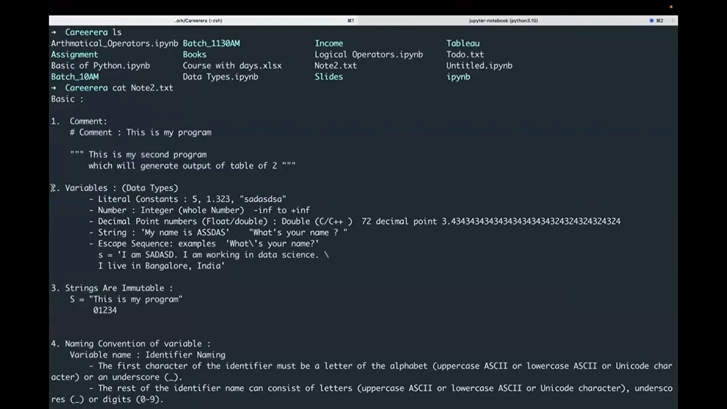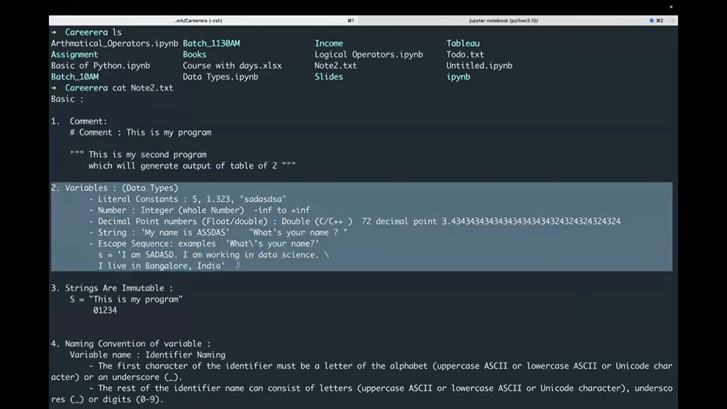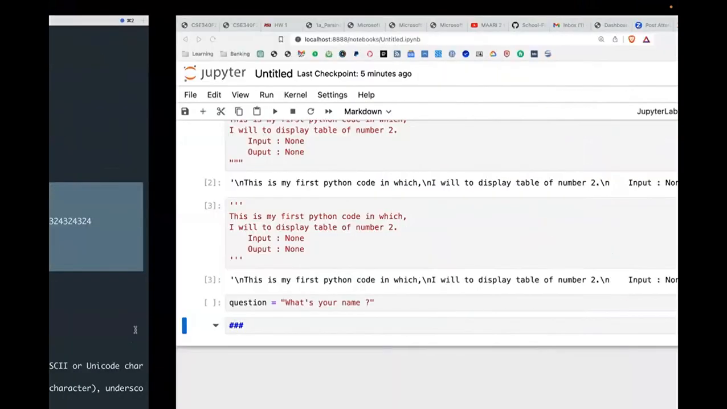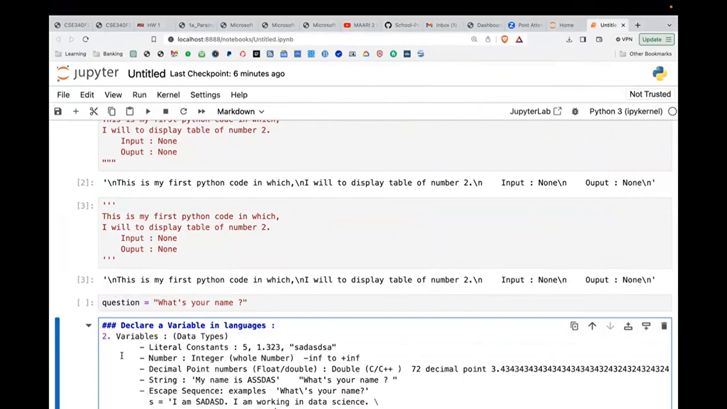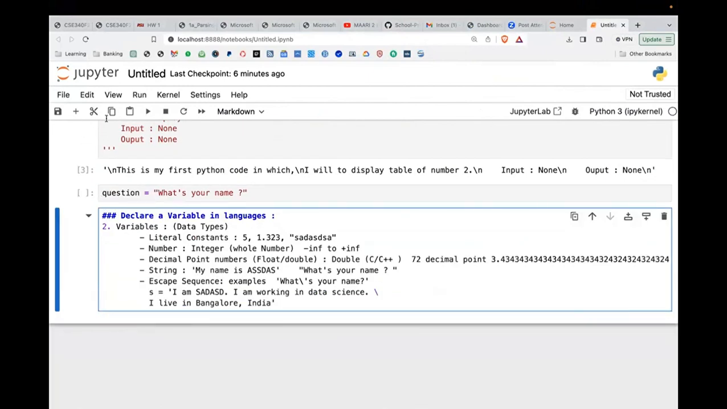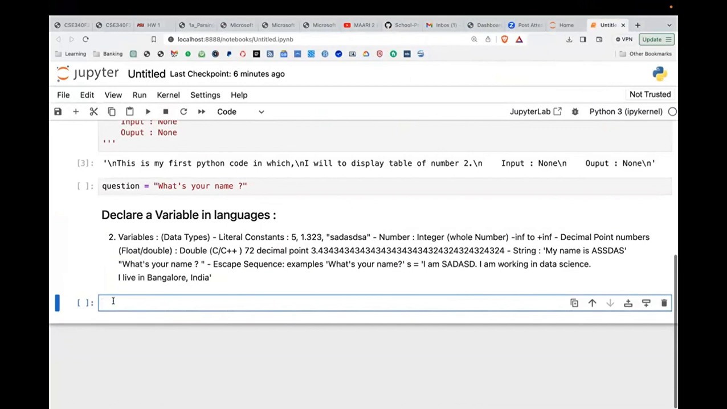What was the second thing? Second thing is this. How to declare a variable in the language. Okay. Declare a variable in the language. So what kind of variables are there? I will just tell you. This is actually the definitions which I wrote. I am just going to redeclare it over here.